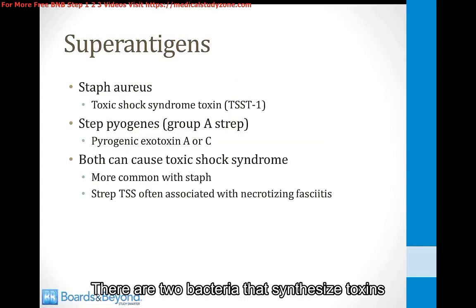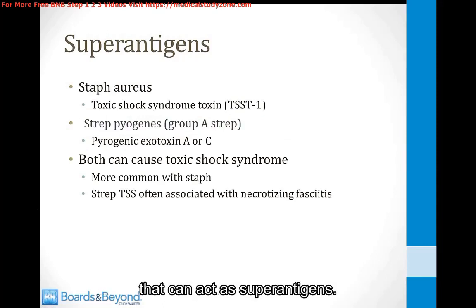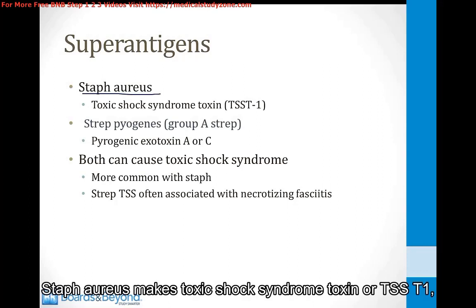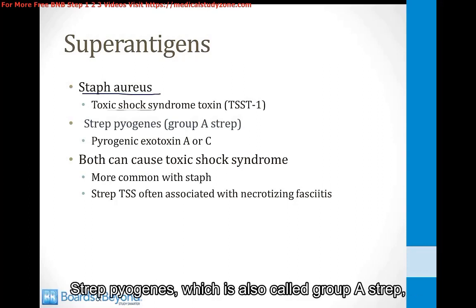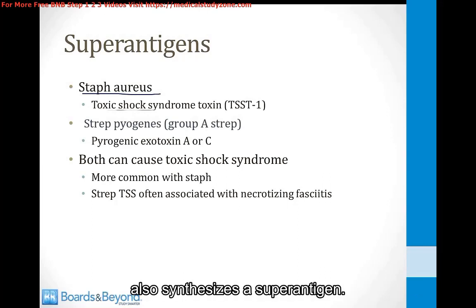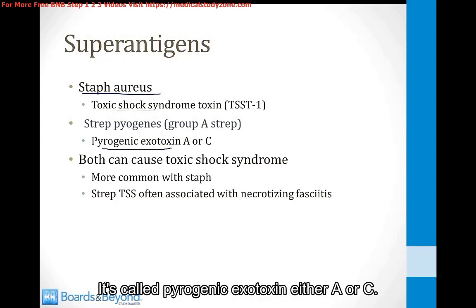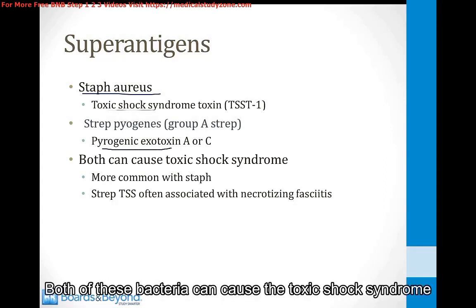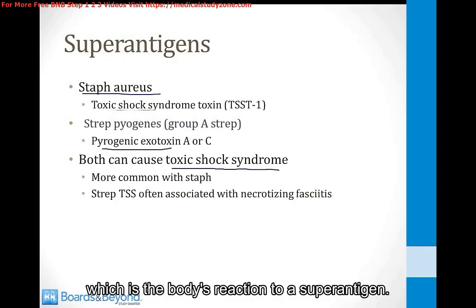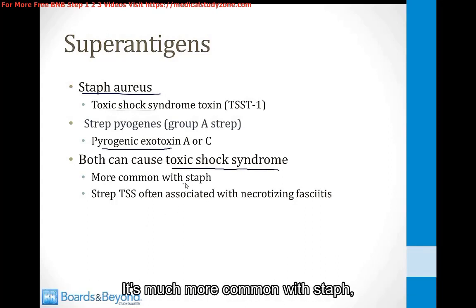There are two bacteria that synthesize toxins that can act as superantigens. The first one is Staph aureus. Staph aureus makes toxic shock syndrome toxin, or TSST-1, which is a superantigen. Strep pyogenes, which is also called group A strep, also synthesizes a superantigen. It's called pyrogenic exotoxin, either A or C. Both of these bacteria can cause the toxic shock syndrome, which is the body's reaction to a superantigen. It's much more common with staph.